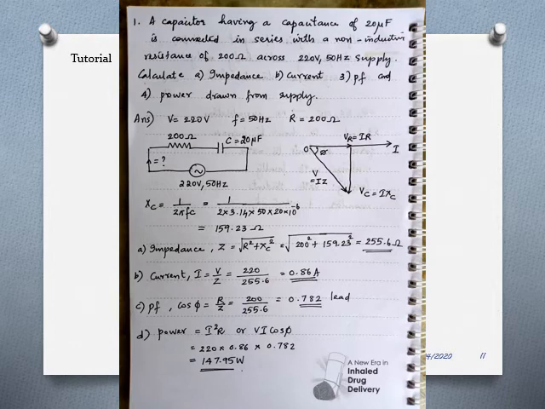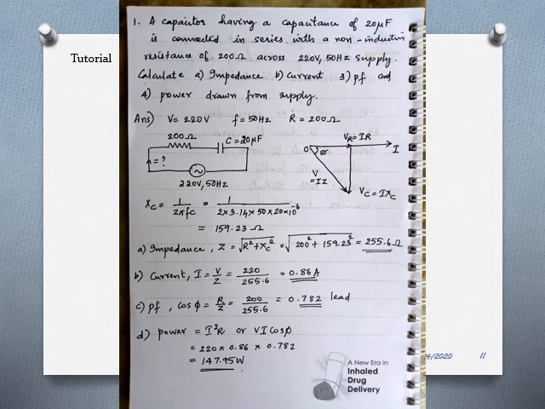It is written as lead because it is an RC, capacitive circuit. In a capacitive circuit, the current will be leading the voltage by an angle of up to 90 degrees. So it is a leading power factor. Whereas in the case of inductance, it would have been lagging.